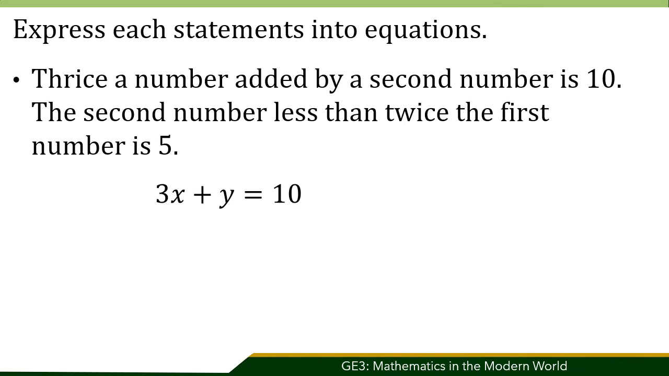For the second statement, the second number less than, so that's minus y. And then twice the first number. So twice the first number is 2x. So that's 2x minus y. Then "is 5" equals 5. So we could have 2x minus y equals 5.